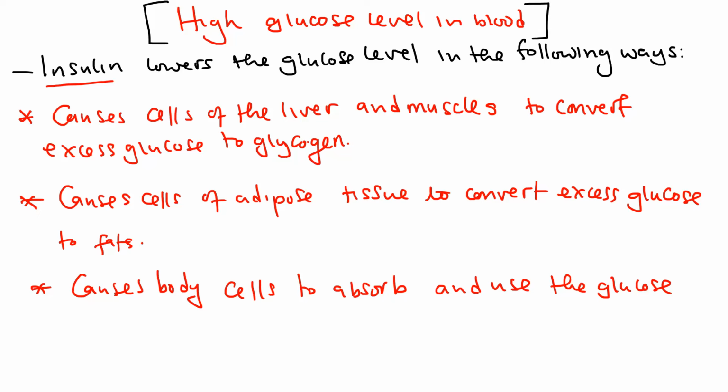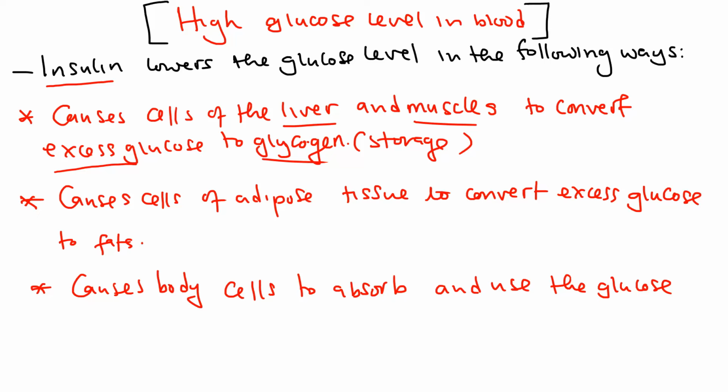How does it do it? It causes the cells of the liver and the muscles to convert the glucose into what? Glycogen. So glycogen is a storage form of glucose, okay? So it causes the cells of the liver to convert the excess glucose to glycogen, which is just the storage form.